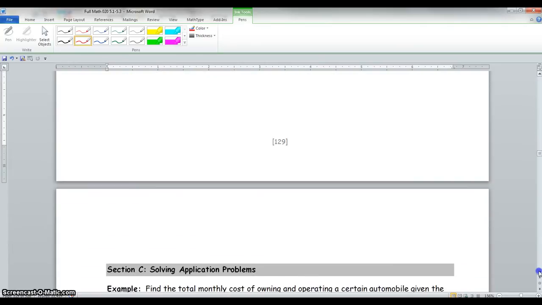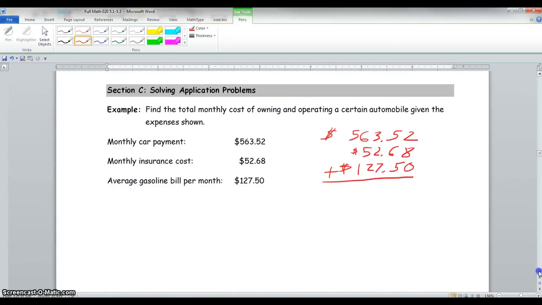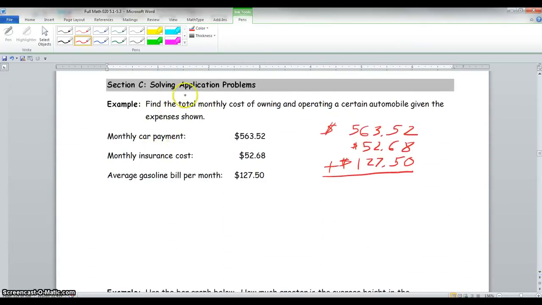Now we scroll down. Now we go to section C. It says solving application problems. Example, find the total monthly cost of owning and operating a certain automobile given the expenses shown. Now we have our expenses. Now we have to add all of these together to get the total monthly cost.